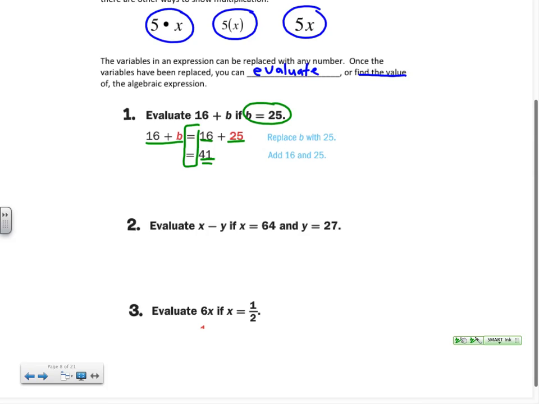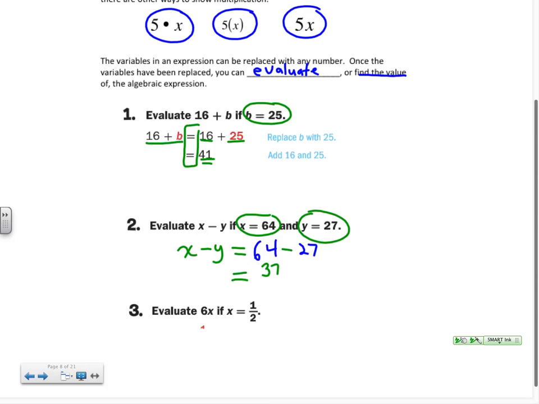All right, let's look at number 2. Evaluate x minus y if x equals 64 and y equals 27. We're going to set it up just like the example above. So let's start with our expression. X minus y equals, now on the other side, we could fill in the values of x, which is 64, minus whatever y is that they told us, 27. Okay, let's keep our equation in line here. So that's going to equal 64 minus 27, which is 37.